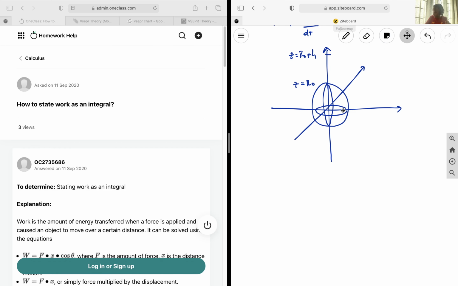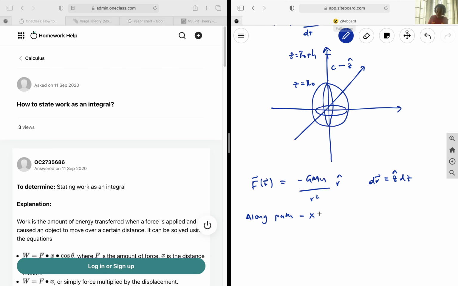And so we know that our path C, so first off, we know that the force that we will be facing here in terms of r is going to be negative GMm over r squared multiplied by r hat. Next up, we know that you're traveling, so the path is going to be along C, and C is a straight line that is along the z-axis. And so what we can do is set dr equal to z hat dz. And so along this path, x is equal to 0, y is equal to 0, r is going to be equal to z, and r hat is equal to z hat.